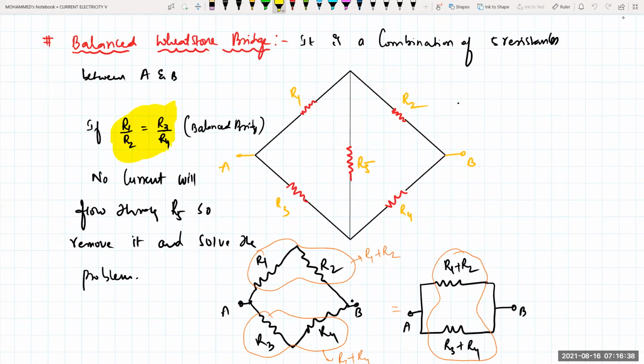To check whether it is a balanced Wheatstone bridge or not, we should know the condition that R1 by R2 must be equal to R3 by R4. Or else you can even write R1 by R3 is equal to R2 by R4. That also is not a problem. If we bring R1 and R3 here, R1 by R3 must be equal to R2 by R4. Is that clear?